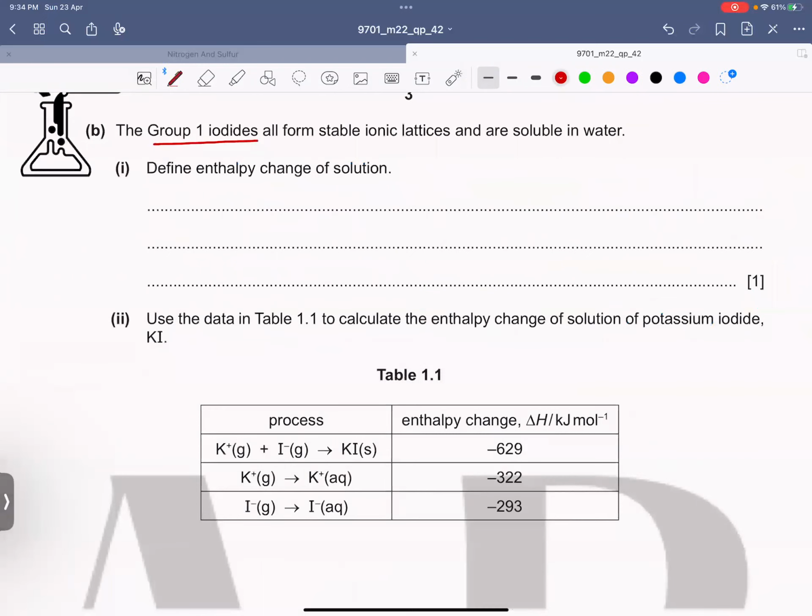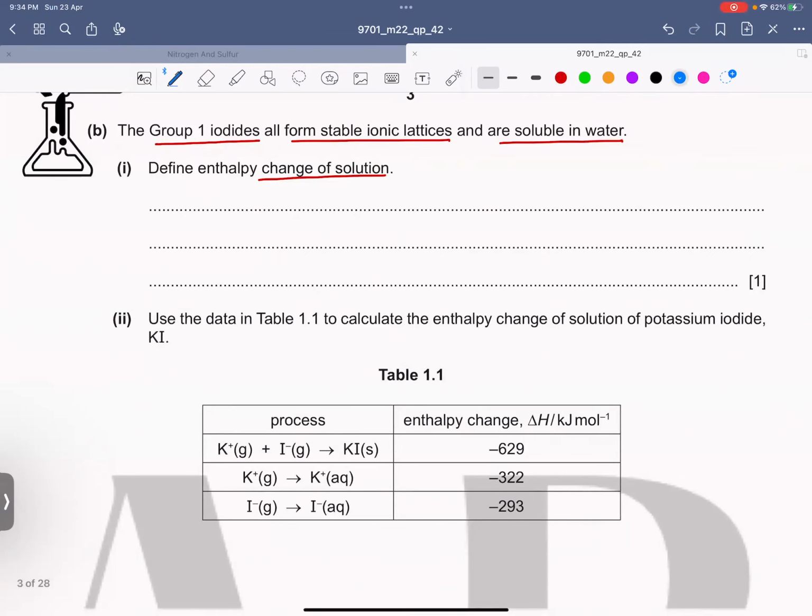The group 1 iodides all form stable ionic lattices and are soluble in water. Define enthalpy change of solution. Yes, can anyone? Nobody remembers the definition? It is the enthalpy change to dissolve 1 mole of compound to make a dilute solution. Okay. Ionic compound. It's not necessary that it be ionic.